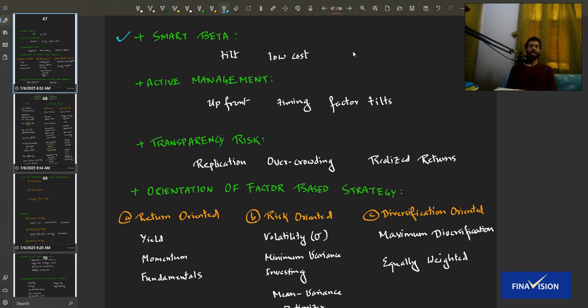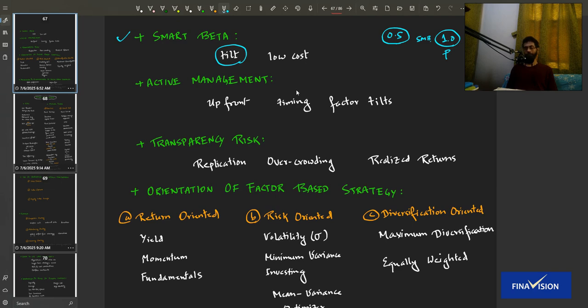Let's say the size factor sensitivity of a benchmark or an index is 0.5, right? Now a portfolio decides to have a size factor sensitivity of 1.0, right? This is the size factor sensitivity. Now the portfolio has higher sensitivity to the size, which means it is more small cap oriented than the benchmark it is tracking. So there is a tilt in the factor.